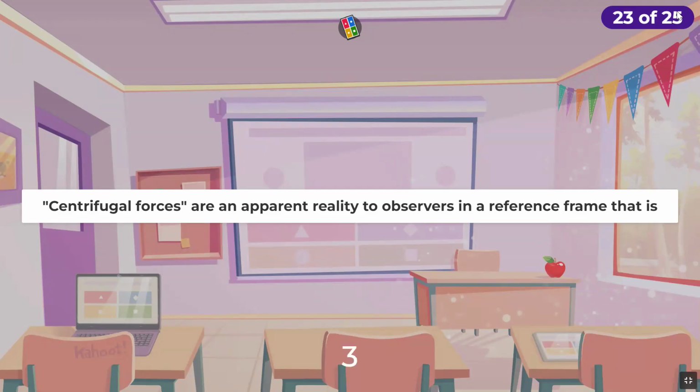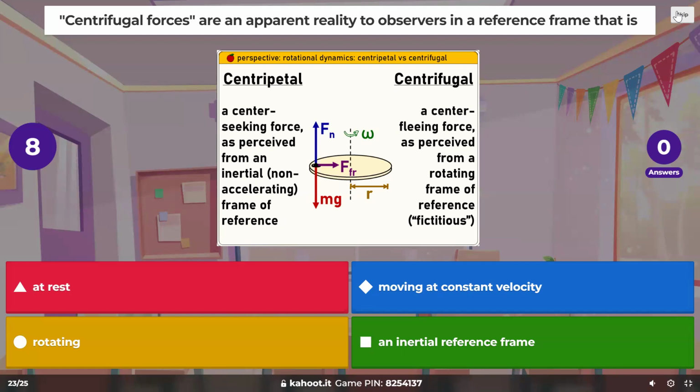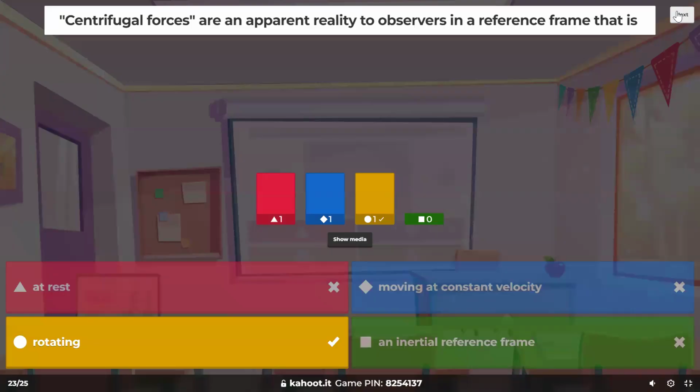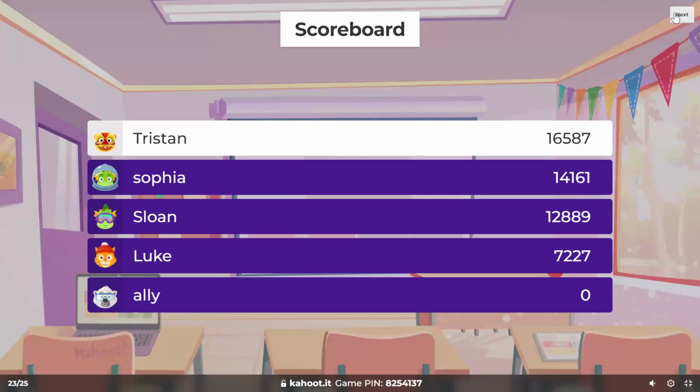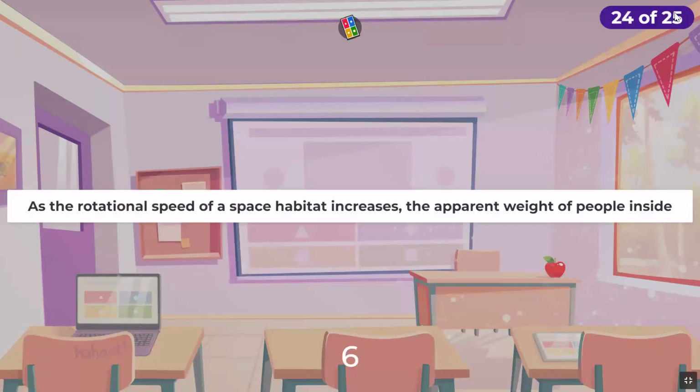Centrifugal forces, in quotation marks, are an apparent reality to observers in a reference frame that is rotating. You have to be in the rotating frame of reference to perceive a force that feels like it's throwing you towards the outside. But if you're standing outside the system looking in, you say there is no force throwing you out. There's inertia, which makes you want to move in a straight line, and there might be some force acting as a centripetal force holding you in the curved path. So different frames of reference, different perceptions as to what the physics is.